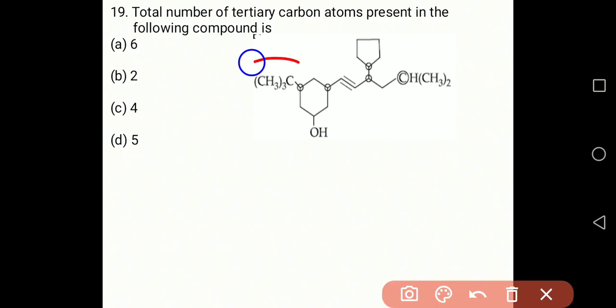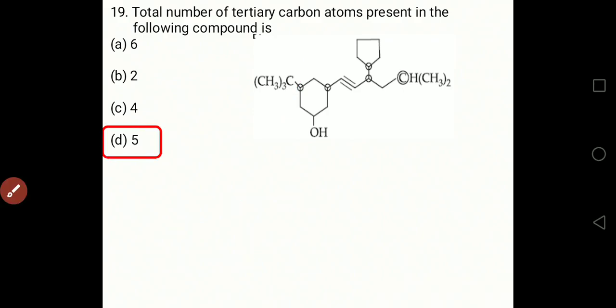You can ask me, sir, why this is not the answer. But here you can see one carbon surrounded by 4 carbons like this. So 4 carbons is not a tertiary, it is quaternary. Hence remaining all are tertiary. So hence the answer for this question is, remember, 5.